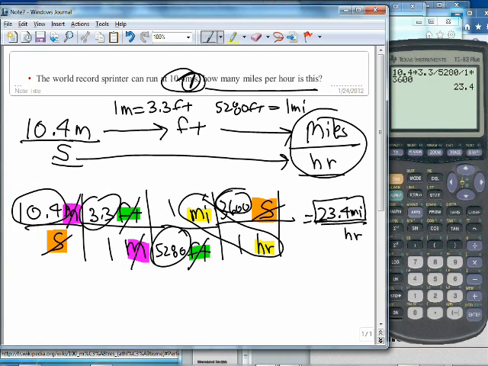Now, it makes sense. If it was something like 5,000 miles per hour, then you know something's wrong. Or if it was 2 miles per hour, you know that it's not very fast, so that would be incorrect. So when you're doing these problems, make sure it makes sense.